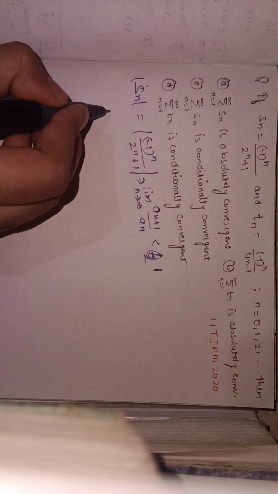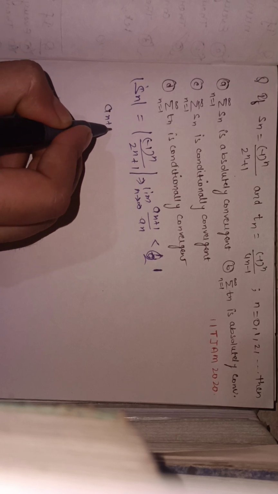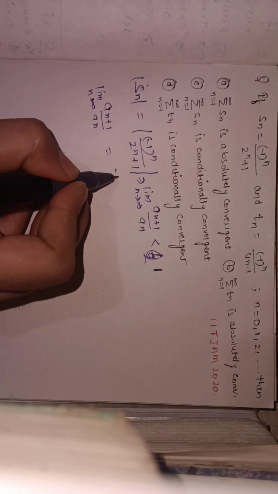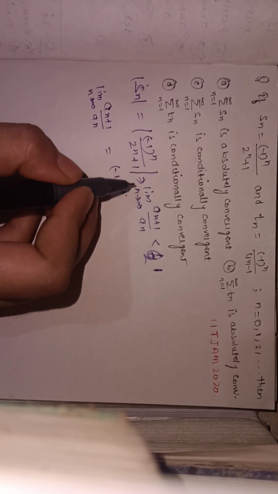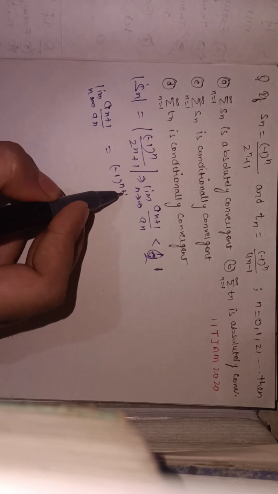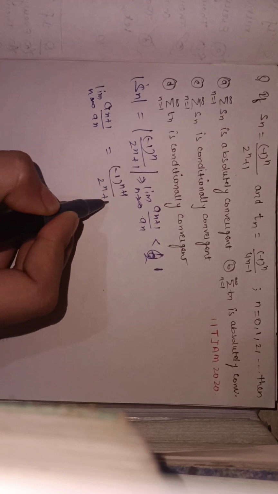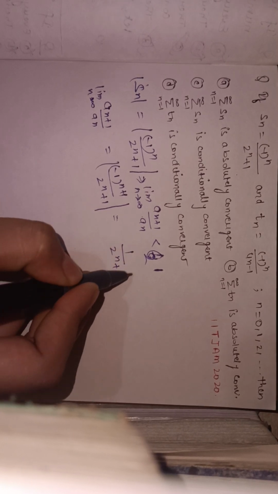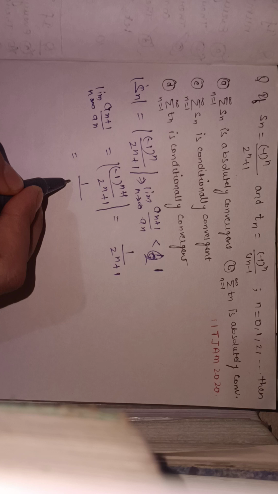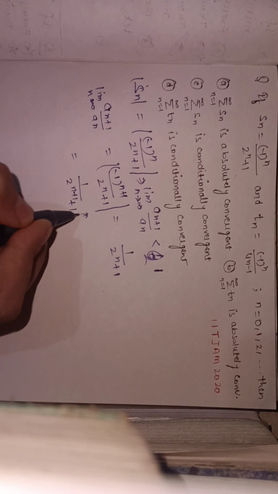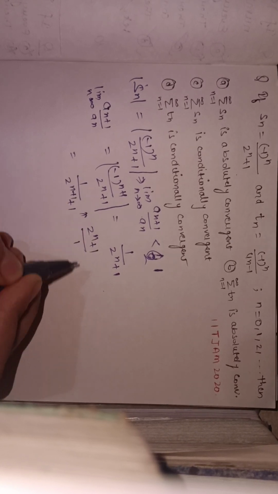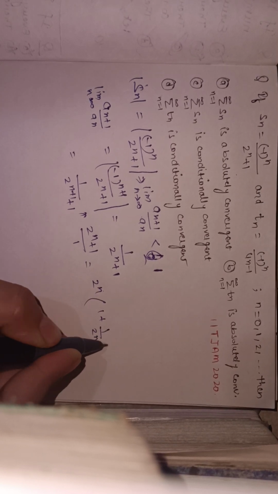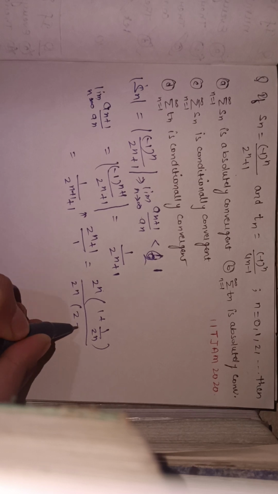So what is an plus 1 upon an? If we take mod of this, what we get? 1 upon 2n plus 1. We have to see the convergence of this series. So an plus 1 upon an, what we get? Which is equal to, if we take 2n common, 1 plus 1 upon 2n upon 2n, 2 plus 1 upon 2n.